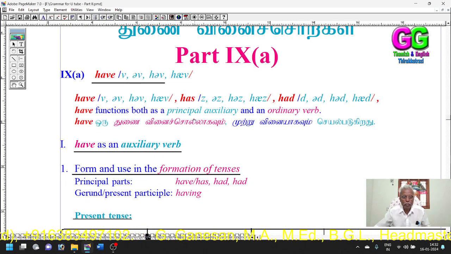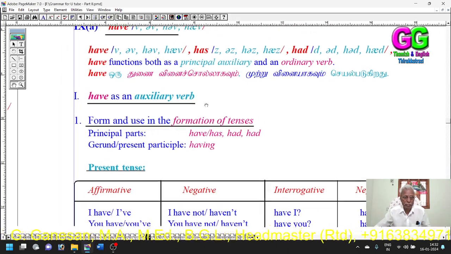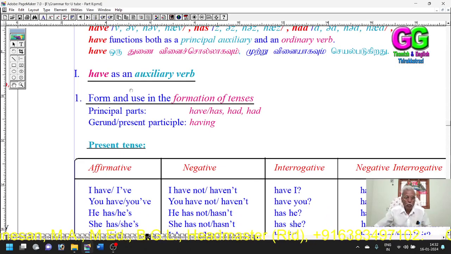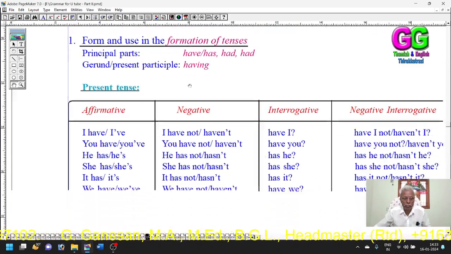Have functions both as a principal auxiliary and as an ordinary verb. Have as an auxiliary verb: form and use in the formation of tenses. Principal parts: have or has, had. Past participle: had. Gerund, present participle: having.